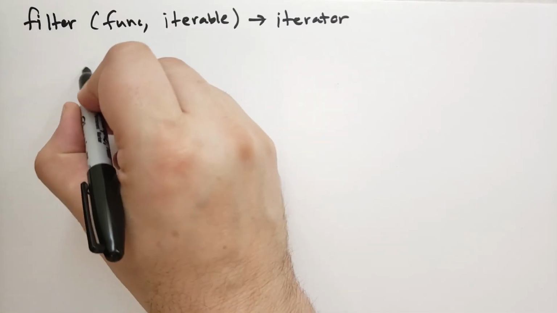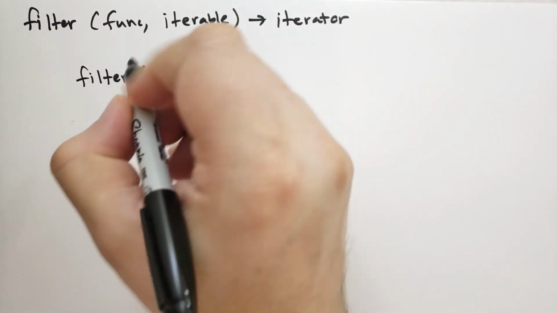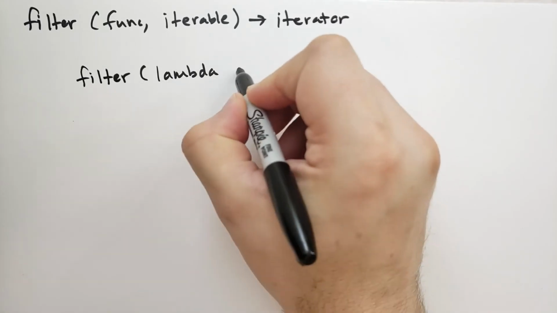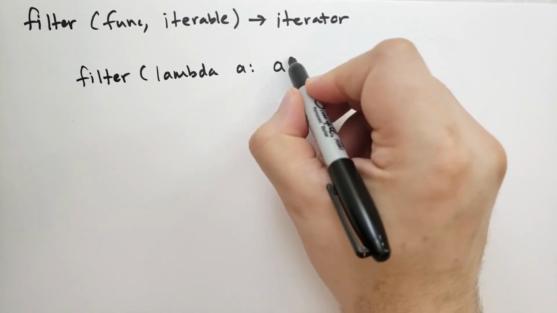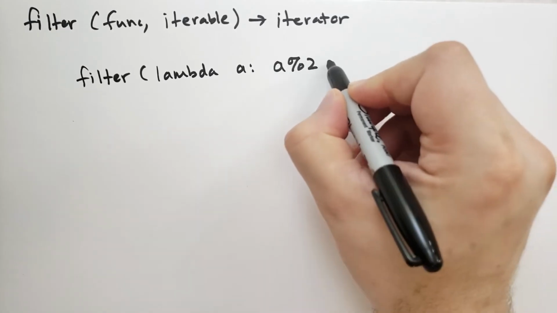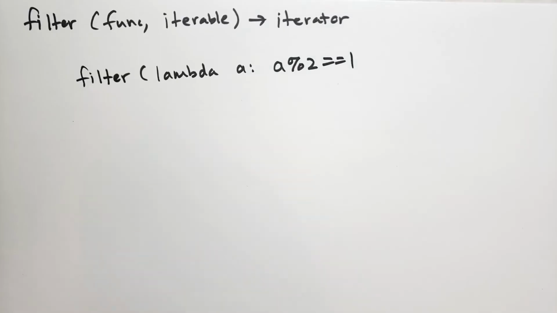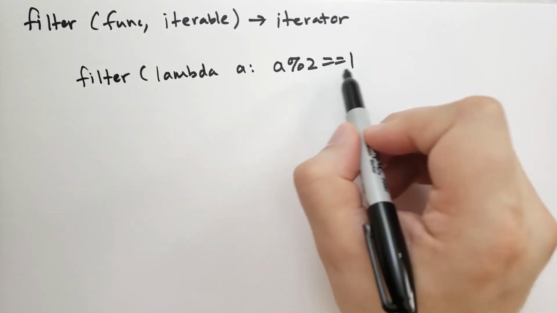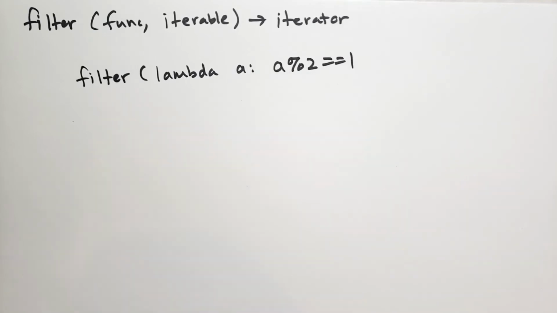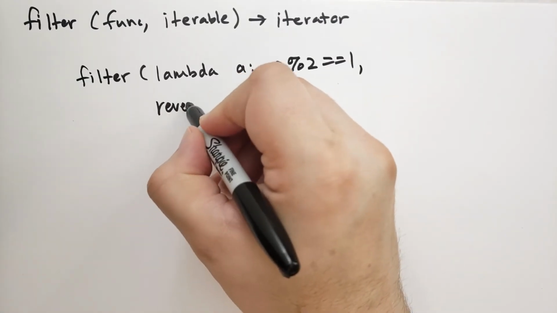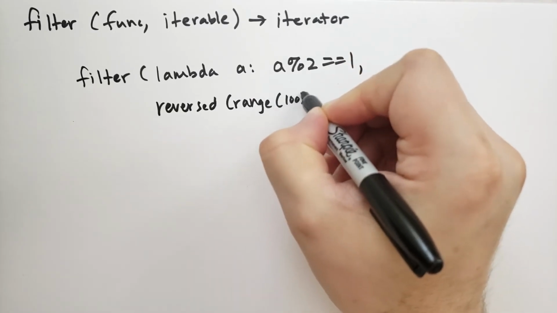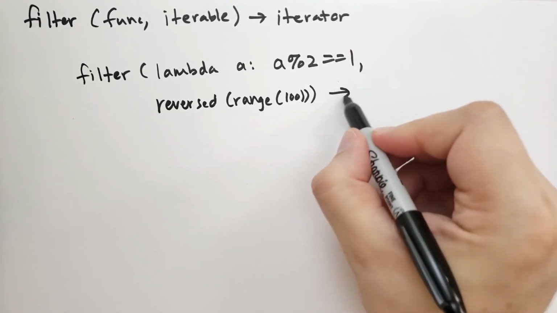For instance, we might do something like this. We might say filter, and we're going to find every item that is odd. So A, where A divided by 2 will give you a remainder of 1. This is the modulo operator. We're taking A, dividing it by 2, and looking at the remainder. If it's equal to 1, then it's odd. Then we're going to apply this to, let's take the reversed range up to 100. This will give us some iterator.